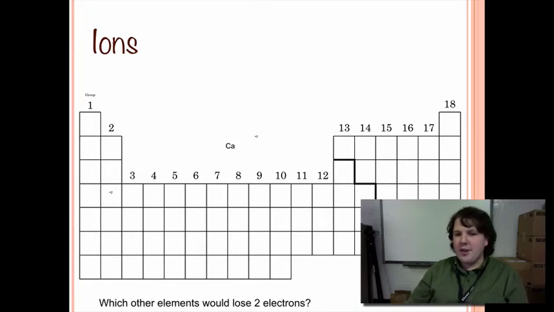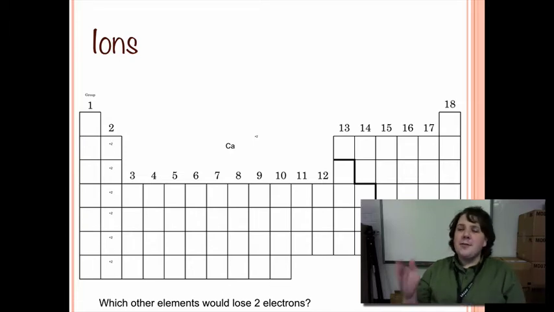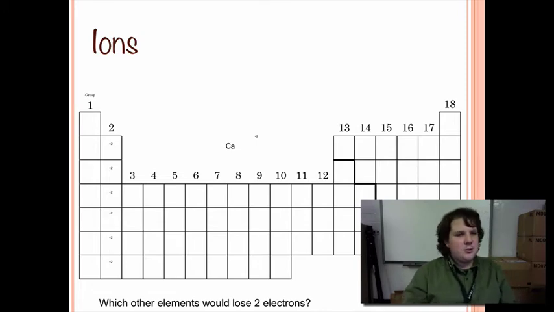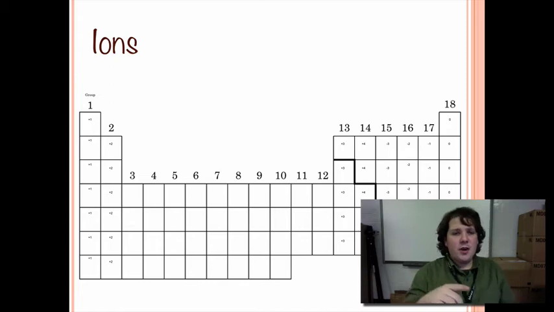All right, all the other elements in group 2 are also going to lose 2 electrons, and they're also going to have a +2 charge. So every single element in group 2 has a +2 charge when it becomes an ion. They're all going to lose 2 electrons. Everything in group 1 is going to lose 1 electron.